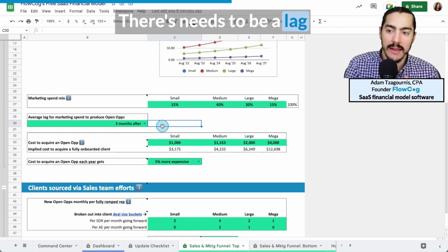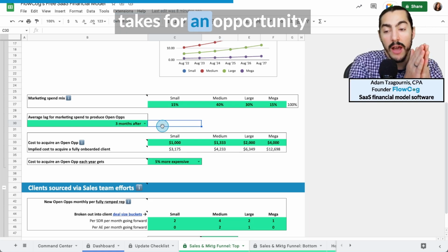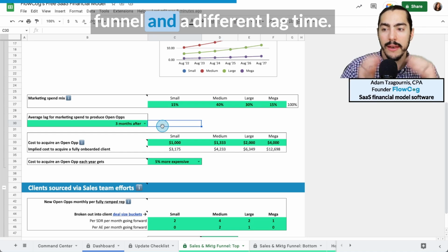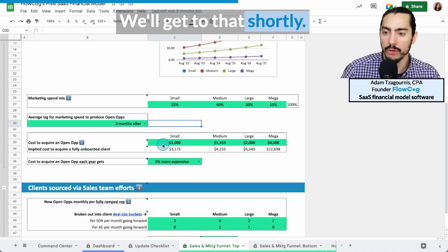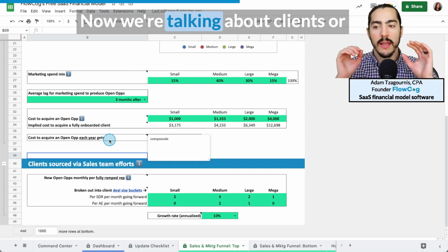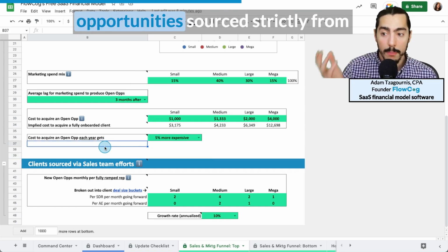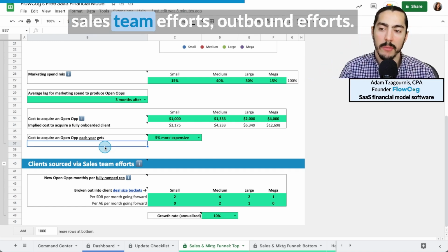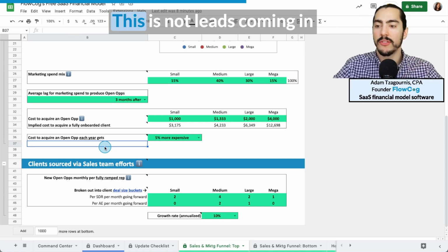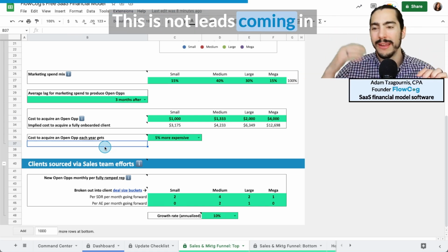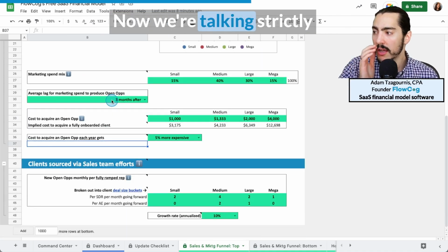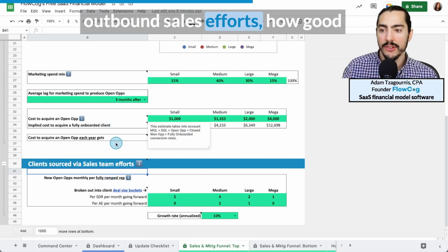There needs to be a lag time between how long it takes for an opportunity to convert into a customer. That's a different conversion funnel and a different lag time. We'll get to that shortly. Now we're talking about clients or opportunities sourced strictly from sales team efforts. Outbound efforts. This is not leads coming in through marketing campaigns. We've already covered that.